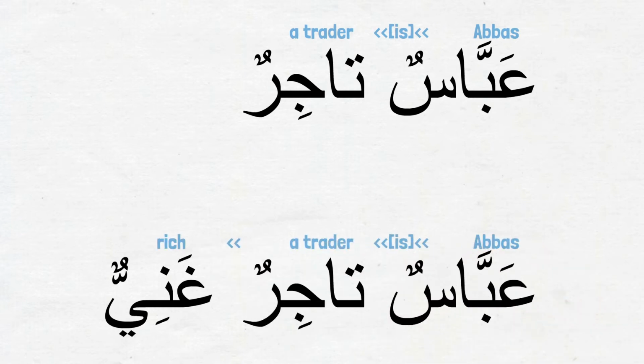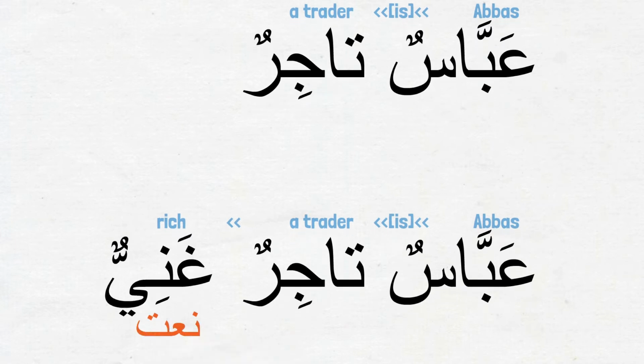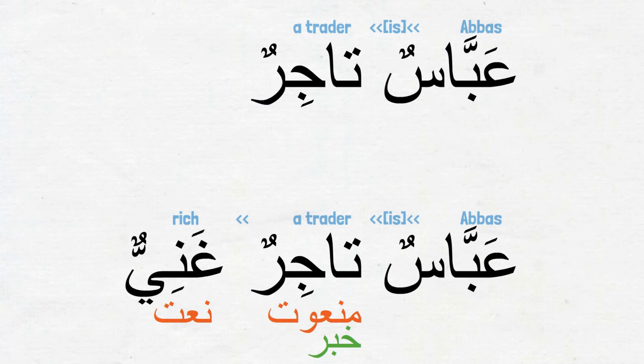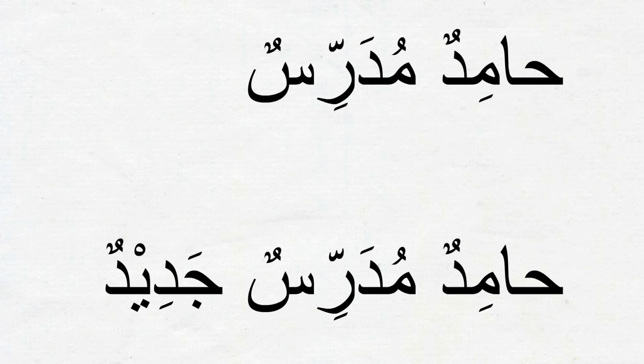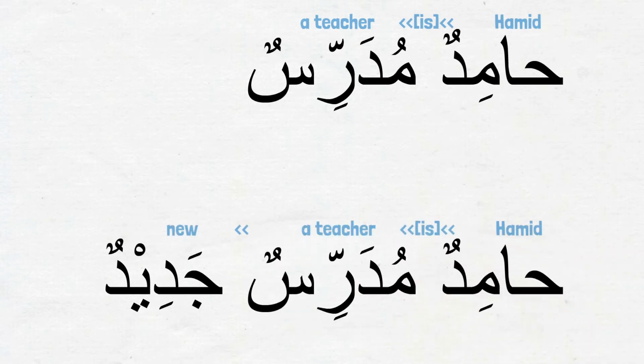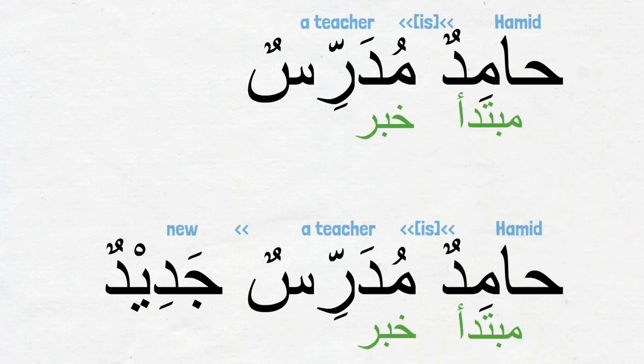Can you tell which ism is functioning as the na'at or adjective here? Ghaniyun, right? And the ism that is being qualified is tajirun, which is also the khabar of the sentence. And Abbasun is the mubtada. The next couple of sentences are Hamidun mudarrisun. Hamid is a teacher. Hamidun mudarrisun jadidun. Hamid is a new teacher. In both of these sentences, Hamidun is mubtada and mudarrisun is its khabar. In the second sentence, jadidun is coming as na'at for mudarrisun. So the ism mudarrisun is functioning as both khabar and man'ut.